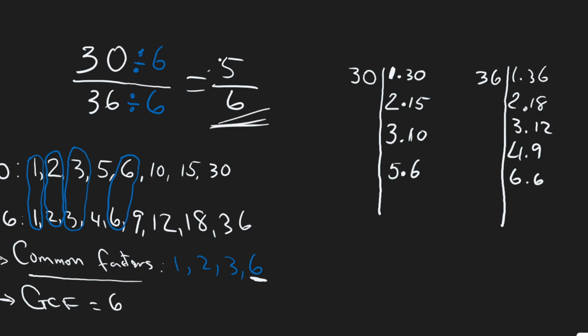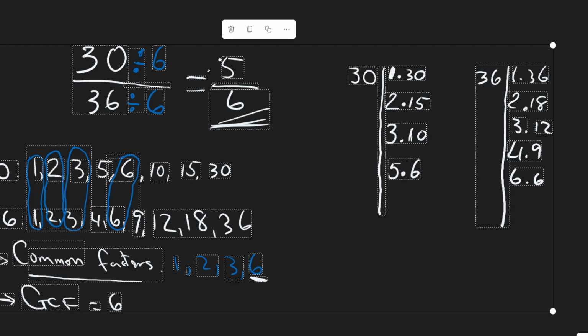Let's do another example using GCF to simplify a fraction. We're going to do another example, and this would be it for this video. Okay, let's put it this way: 12 over 18.